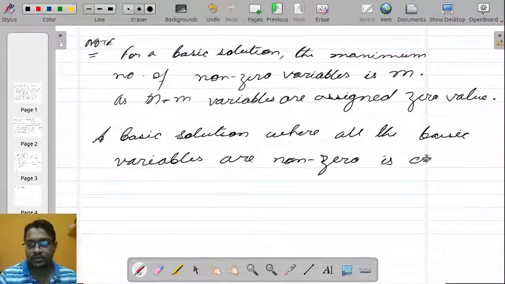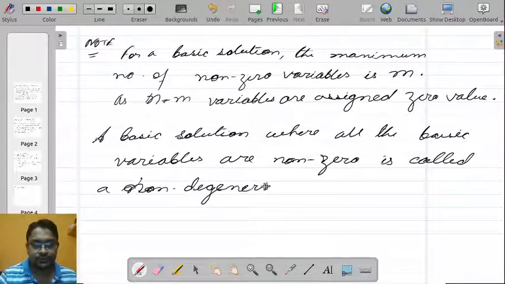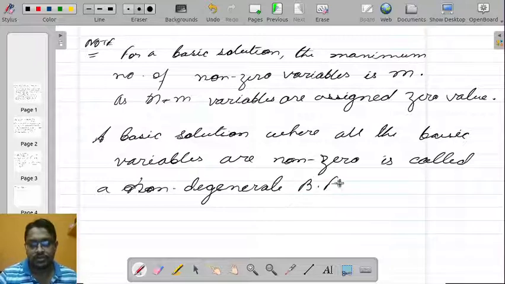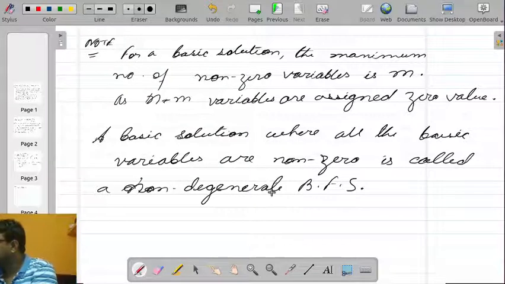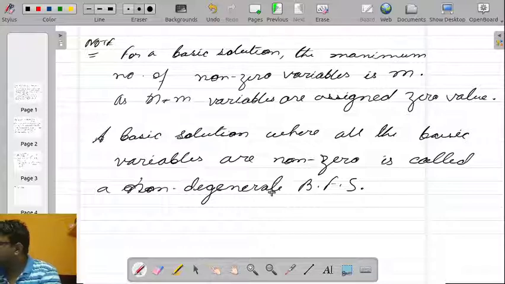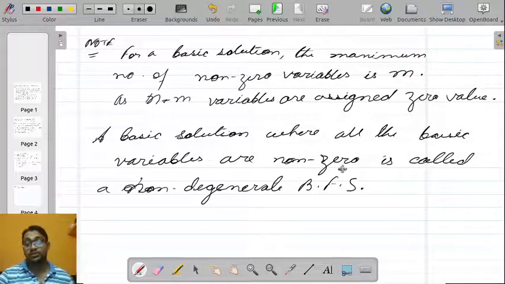is called a non-degenerate basic feasible solution. So a non-degenerate basic feasible solution is one where none of the basic variables is 0. A basic solution where all the basic variables are non-zero is called a non-degenerate basic feasible solution.